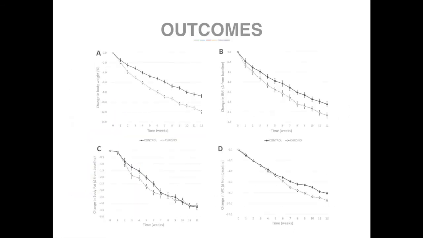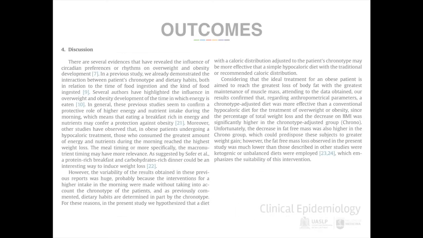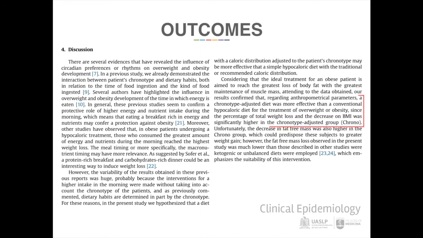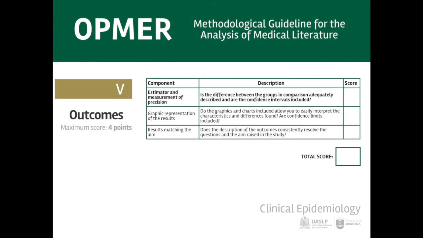Finally, we can see in the discussion section that the researchers state a chronotype-adjusted diet as more effective than a conventional hypocaloric diet for the treatment of overweight or obesity due to the higher decrease in BMI in the experimental group. Let's finish the filling of the guide. Based on the information on the last 5 slides, we can say that the article adequately describes the difference between the groups in comparison and includes the confidence intervals. That's why we are giving 2 points to the first component in the last item.